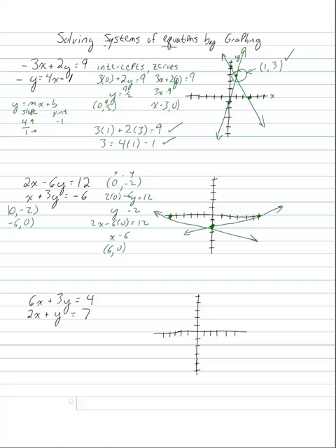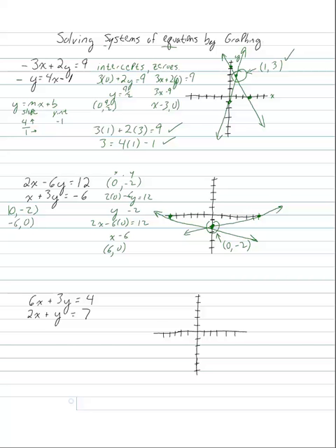So now I'm looking for the point that works. That point that works is (0, negative 2). And I can check, is that the solution to this system of equations? And it should be. Okay, so let's go to my last one.